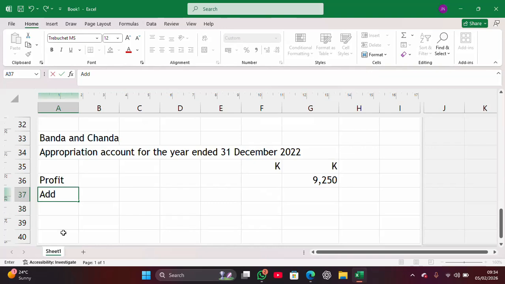In the appropriation account, you first of all add any interest on drawings. You have it there? Yes. Interest on drawings.